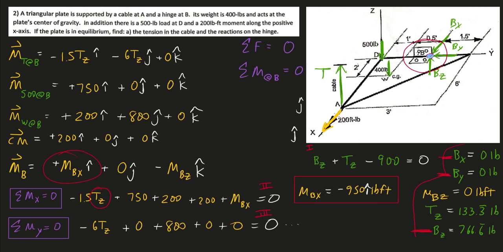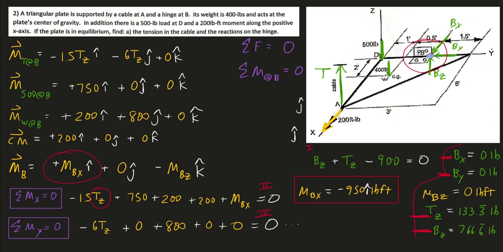So the force reaction at the hinge is that 766.6. Same concept goes for moment. Have to Pythagorean theorem those moment components together, but we have the same thing going on. So the moment reaction at the hinge is that 950 in the negative x direction. And of course I have the tension in the cable, 133.3.